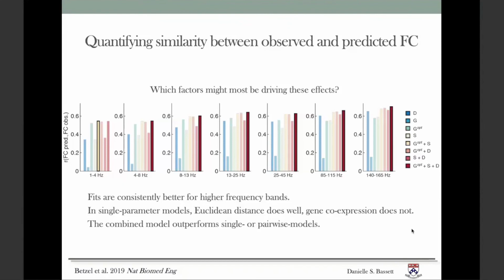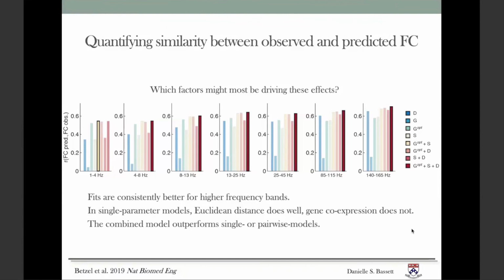The second observation that we can make is that if you only study the models that include one type of information as the predictor, then Euclidean distance seems to do the best. So Euclidean distance is this dark blue. Notice how high that is consistently across all of these graphs. So the Euclidean distance is one of the best predictors if you have to use one alone. Gene expression is the worst. So that's the second blue. Notice how small that second blue bar is consistently across all of these different frequency bands.